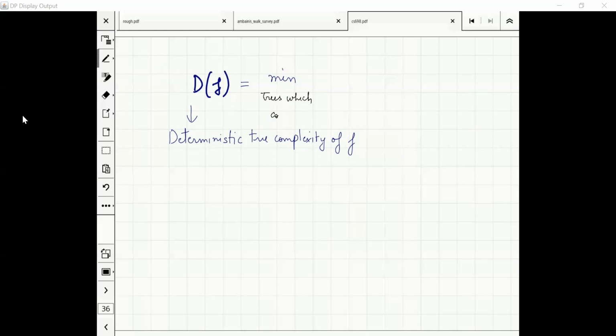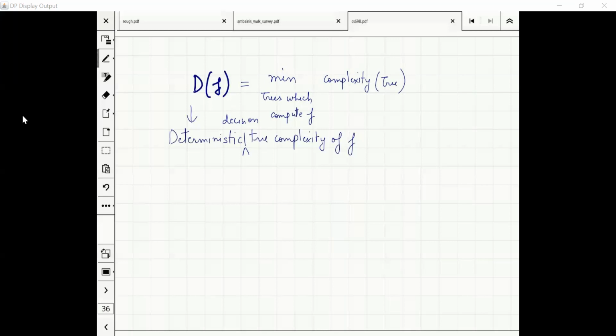You will easily be able to see that there are multiple decision trees which can compute a single function f. This is not hard, and you will see it. But if you take all the trees which compute f, that means they give the correct answer for f, you take the minimum complexity of those. You consider all trees which compute f, take the minimum complexity out of all those. That will be called the deterministic decision tree complexity of f.